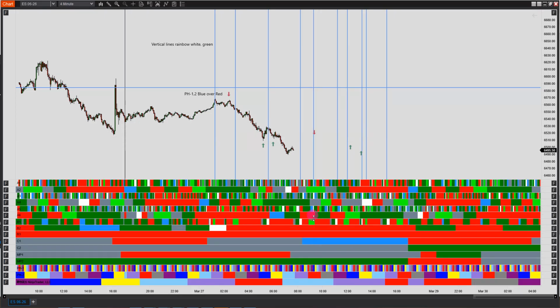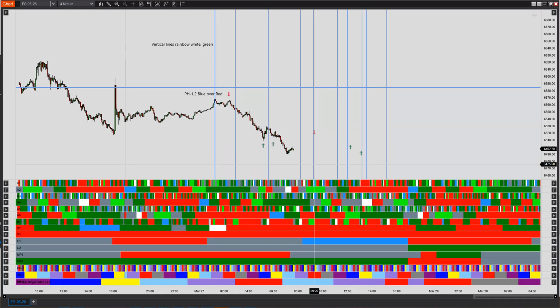So now the next one would be this green window. This green window is open from 8:53 to about 9:22. Notice how we've got white over green support at A1, A2. We've got a white A3 and a white A5. So we've got nice support there.